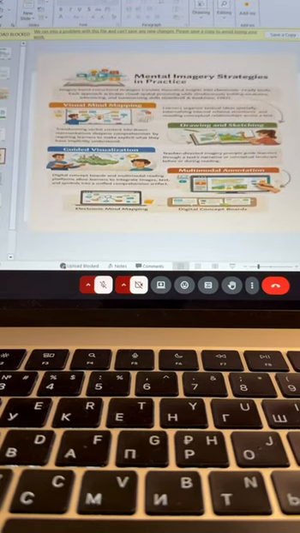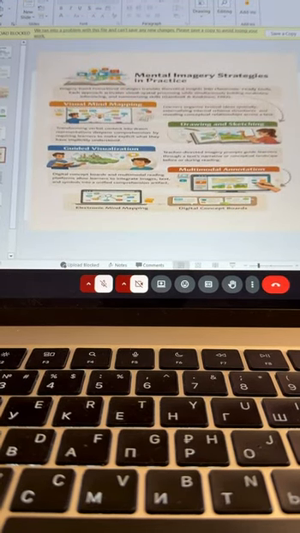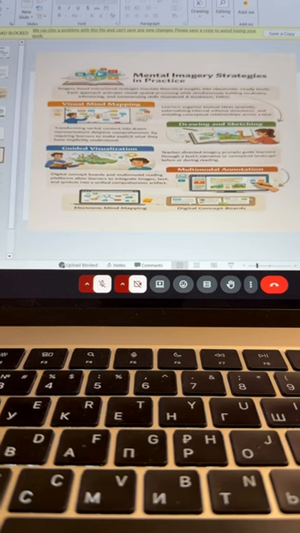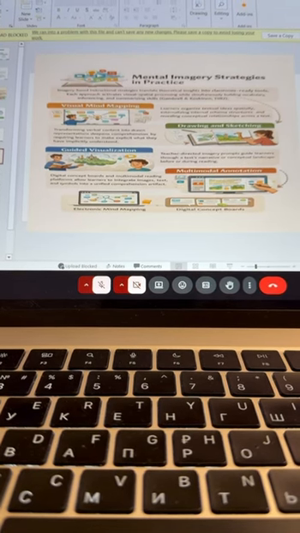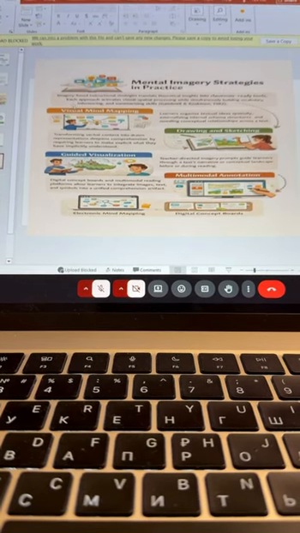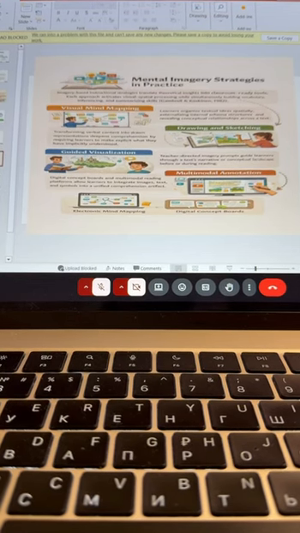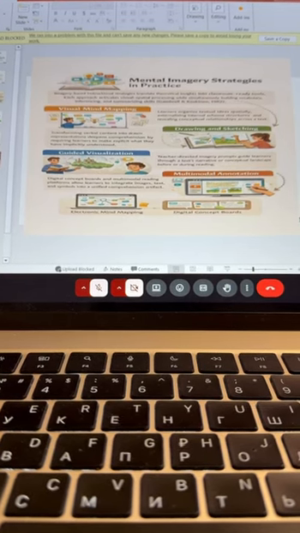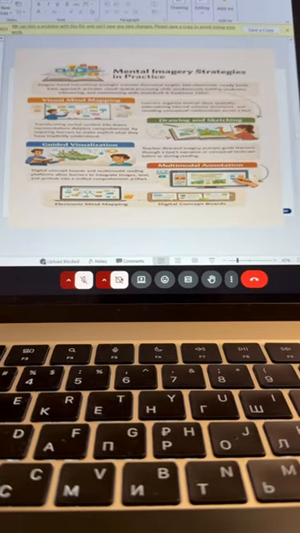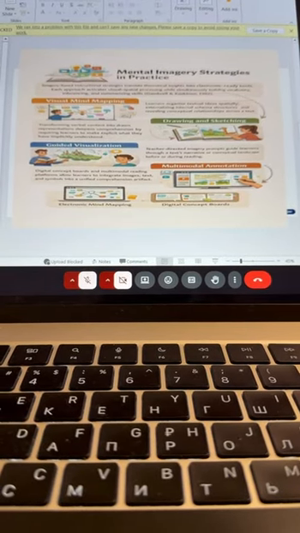So especially in our today's mini training, I want to mainly talk about mental imagery strategies in practice. It includes visual mind mapping. Again, we are asking our students to have any kind of graph or artifacts.